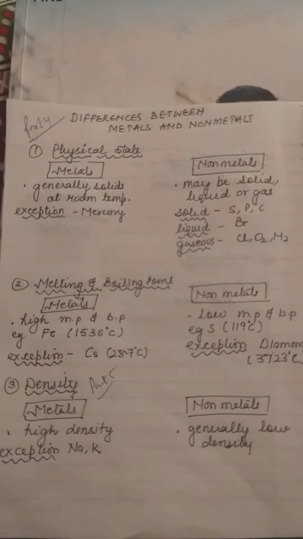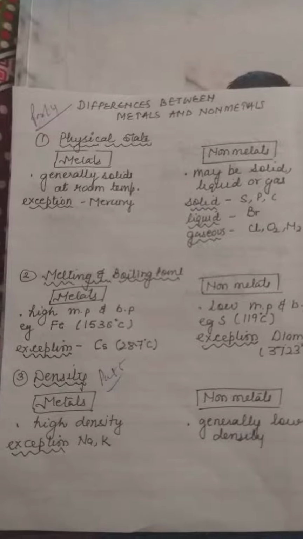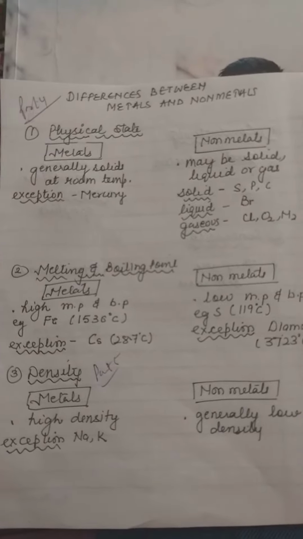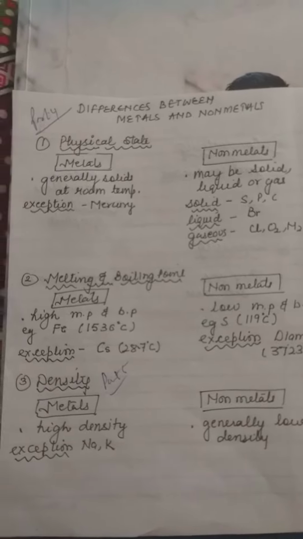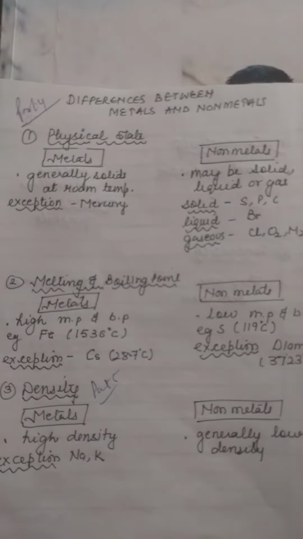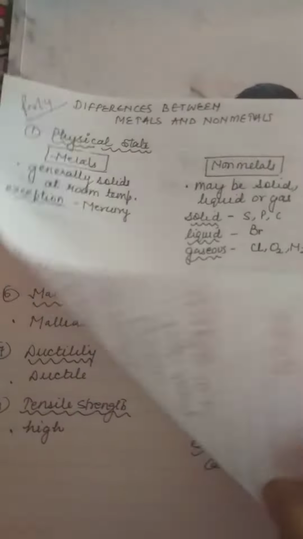Children, in this video I will tell you some more properties of metals and non-metals. Now, first is density. Metals are very dense, they have high density, whereas non-metals have low density. But there is an exception in the metals, that is sodium and potassium. Sodium and potassium both are metals, but they have low density.